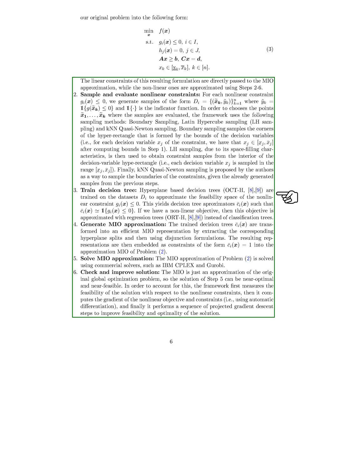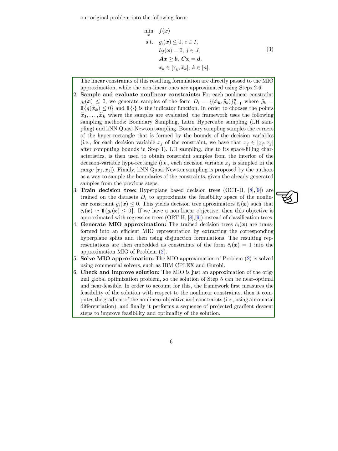4. Generating MIO approximation. The trained decision trees are transformed into an efficient MIO representation by extracting the corresponding hyperplane splits and then using disjunction formulations. The resulting representations are then embedded as constraints into the approximation MIO of the problem. 5. Solving MIO approximation. The MIO approximation of the problem is solved using commercial solvers, such as IBM CPLEX and Gurobi.